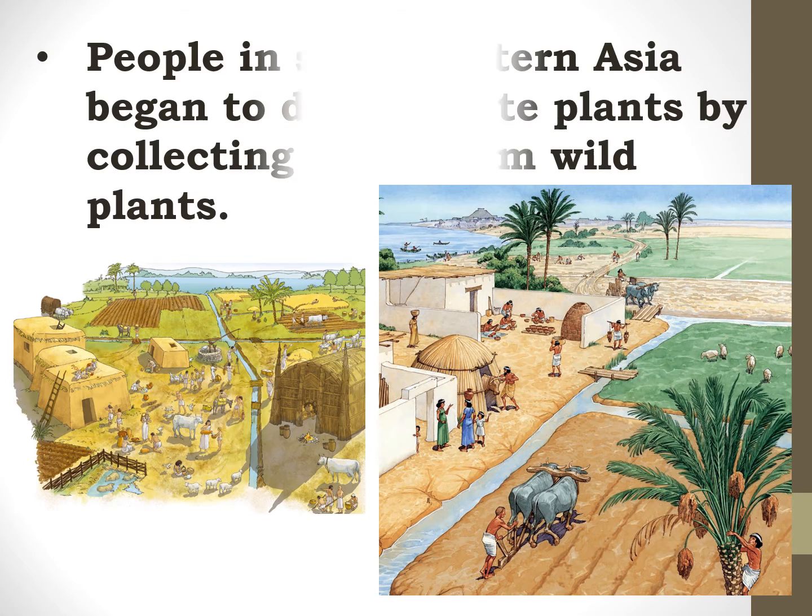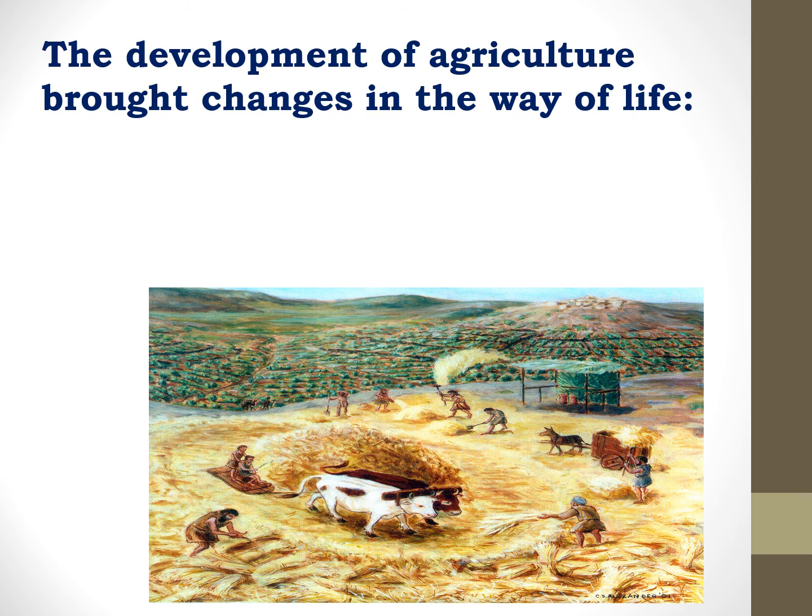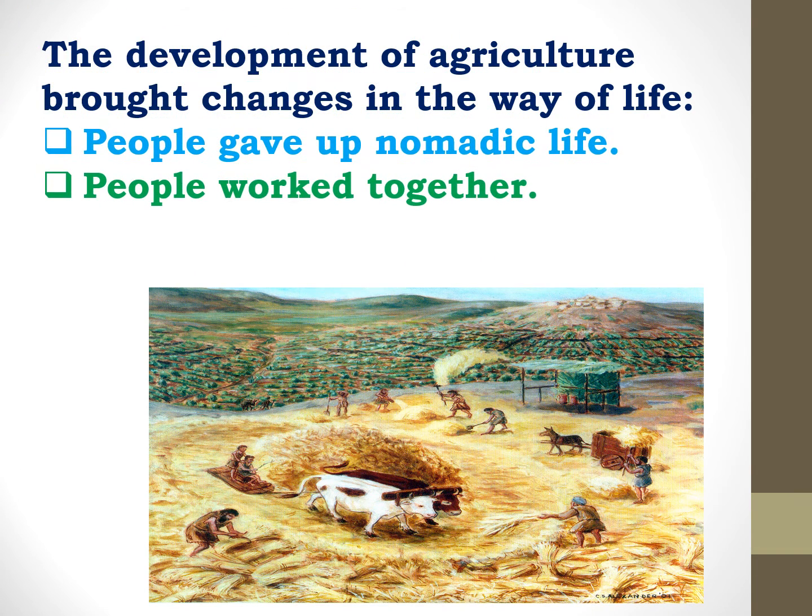People who lived in southwestern Asia began to domesticate plants by collecting the seeds from wild plants and then planting them to get better crops. The development of agriculture made a lot of changes in the way people lived. First of all, people gave up nomadic life and they worked together.